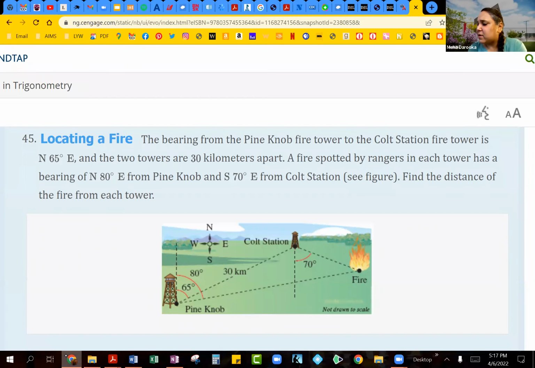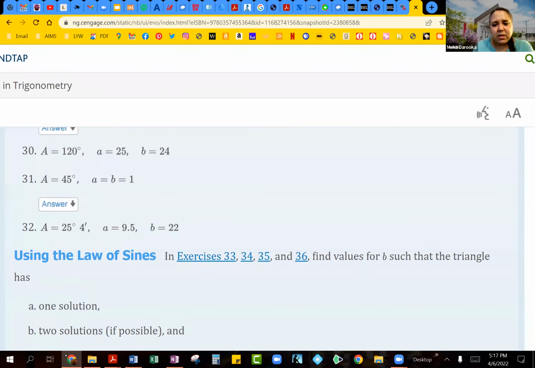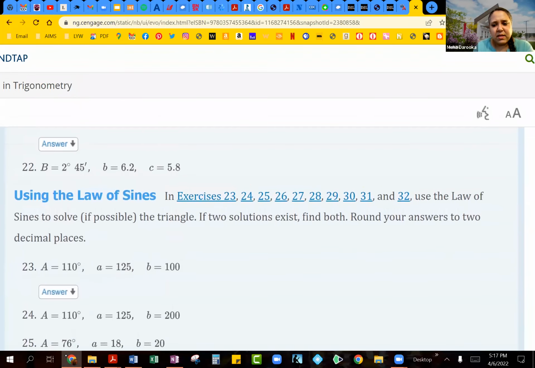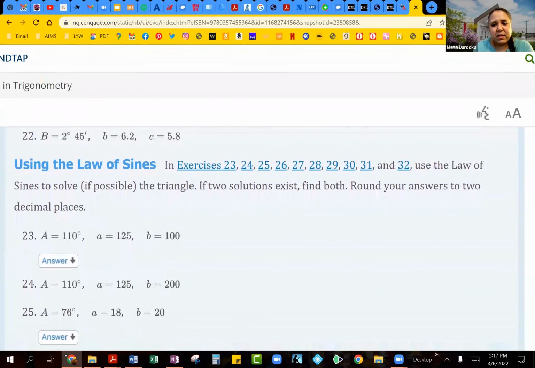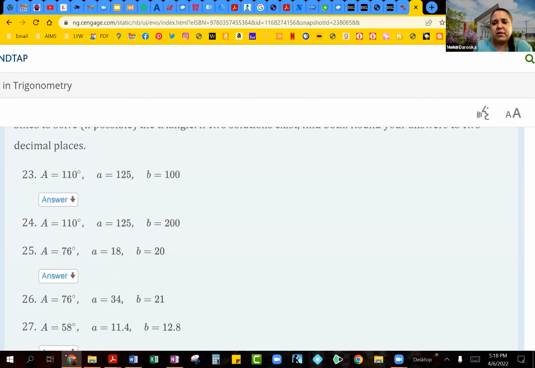So let's work out a couple of our own examples here. Okay, right here. So they're saying use the law of sines to solve the triangle. If two solutions exist, find both, and we are still rounding our answers to 2 decimal places. Okay, let's do number 23 over here.